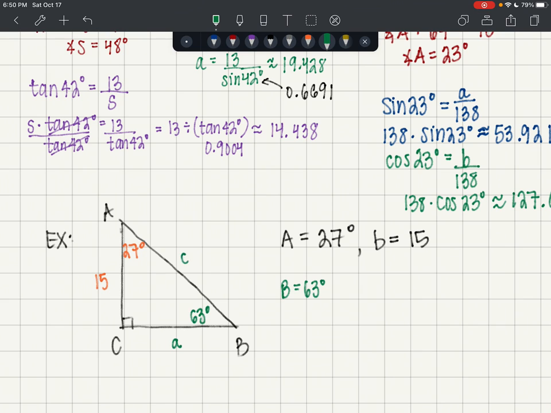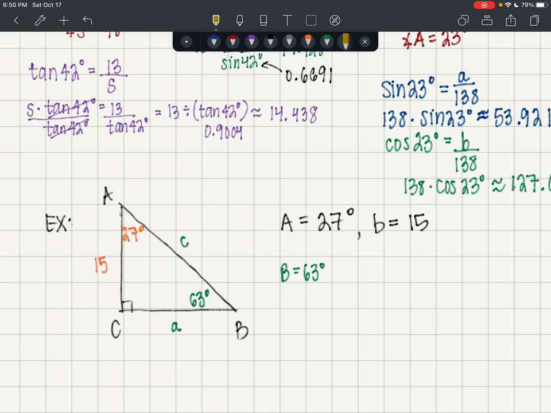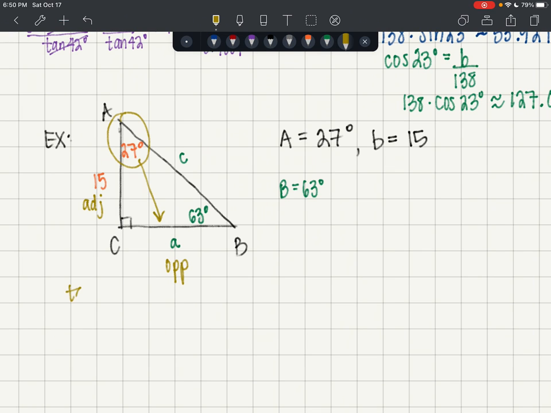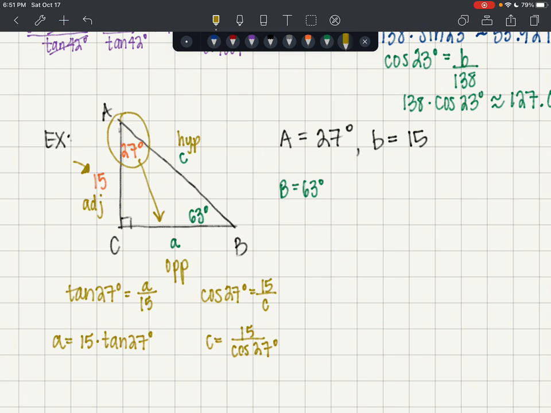We need to find now side length A and side length C. What would I use here? Opposite over adjacent. Let's use 27 degrees. This way, I don't have to divide. Opposite, adjacent, and the adjacent is going to be in the denominator. So I'll have the tangent of 27 degrees is equal to side A over 15. And when I want to solve for the hypotenuse, this is my hypotenuse right here, I'm going to use the adjacent because that's given. Adjacent over hypotenuse is cosine, so the cosine of 27 degrees will equal 15 over C. So A is going to equal 15 times the tangent of 27 degrees. And C is going to equal 15 divided by the cosine of 27 degrees.